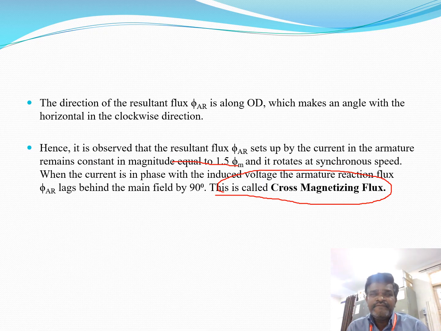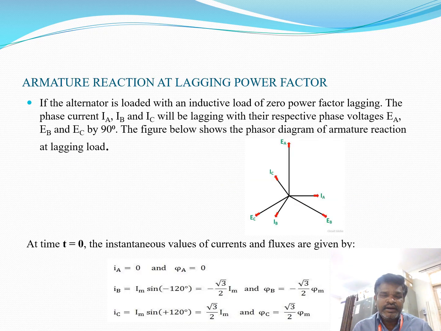That means whenever alternators are connected with UPF loads, the resultant flux, the armature reaction effect, is a cross magnetization effect. And the other one is lagging power factor. Armature reaction at lagging power factor.